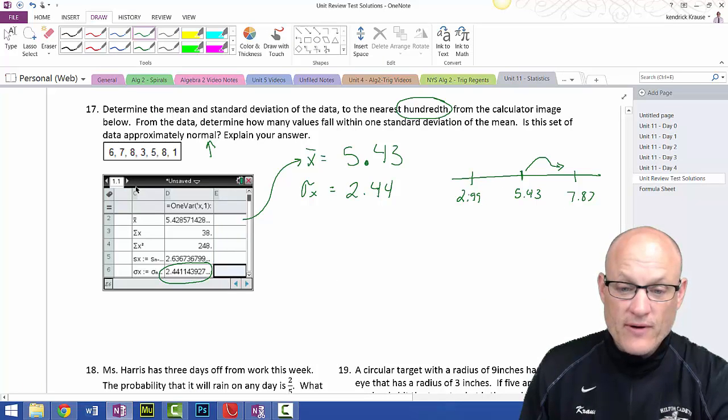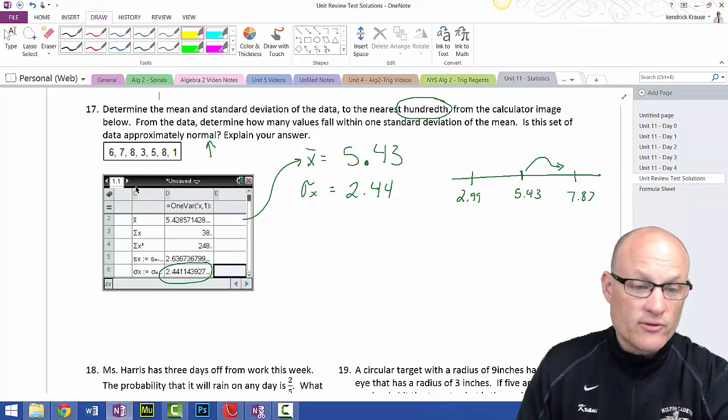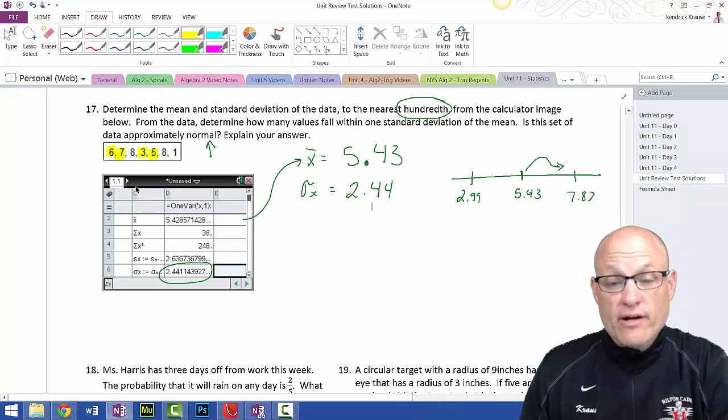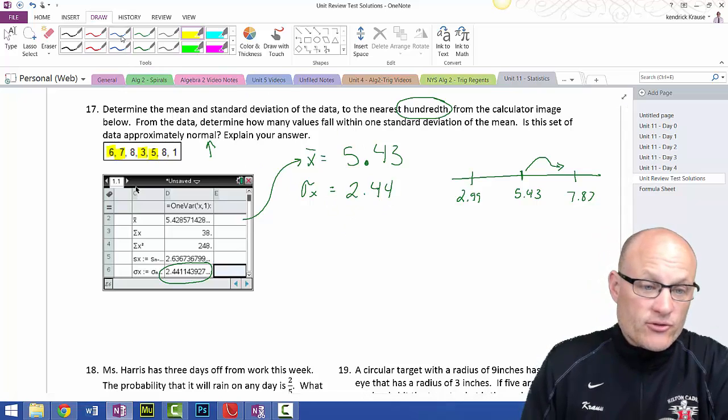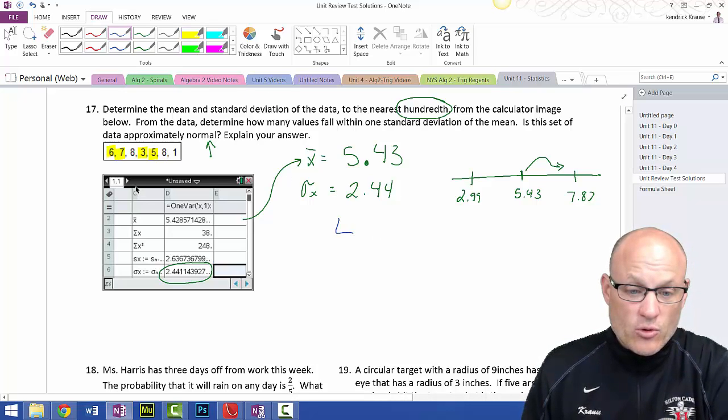I want to find all the scores in my list over here that are between 3 or 2.99 and 7.87. So that's between, that's between, that's between, and that's between. The 8 and the 1 are not. So the answer to the first part is there are 4 scores within 1 standard deviation.